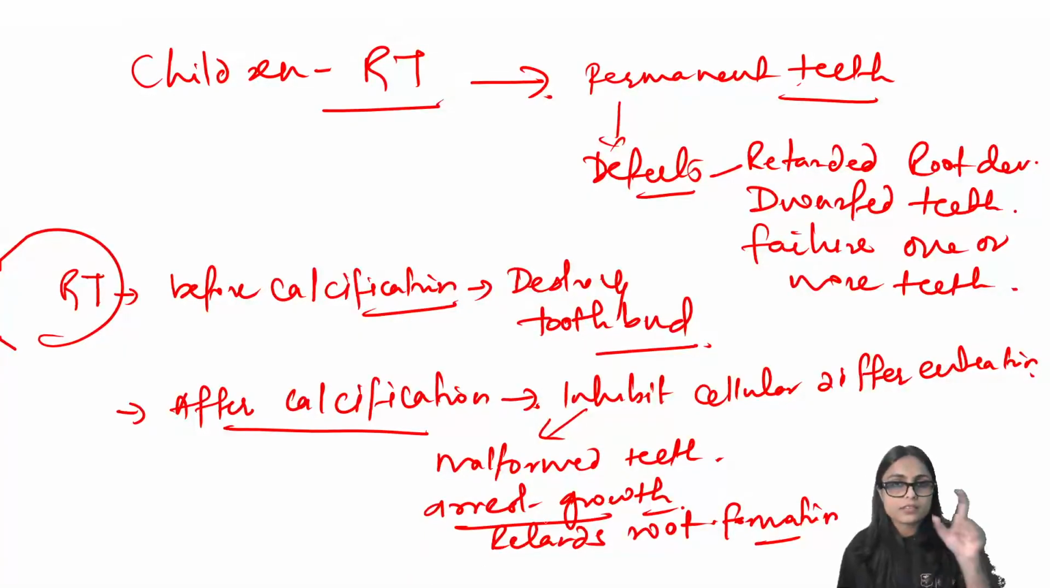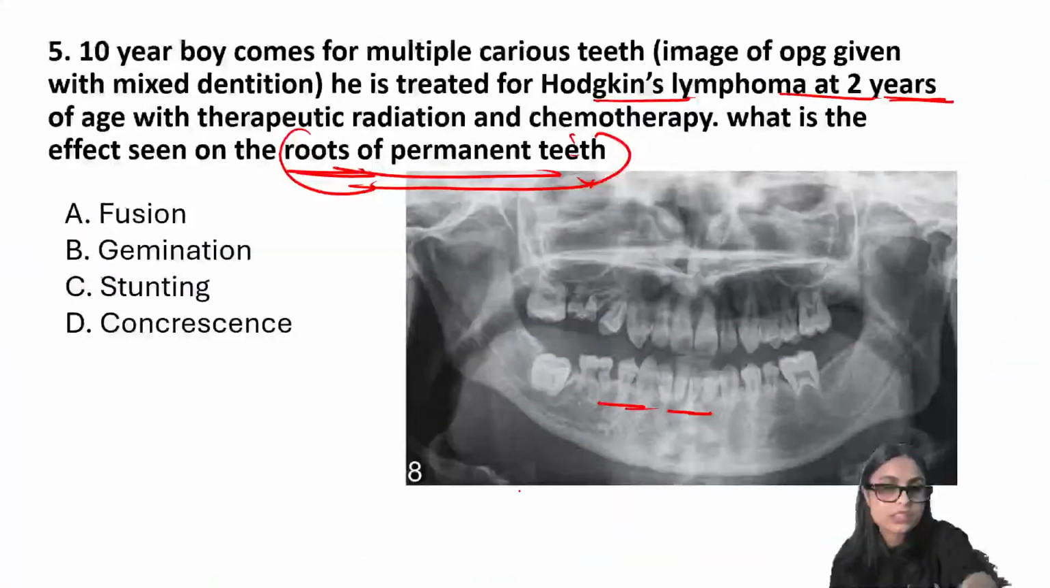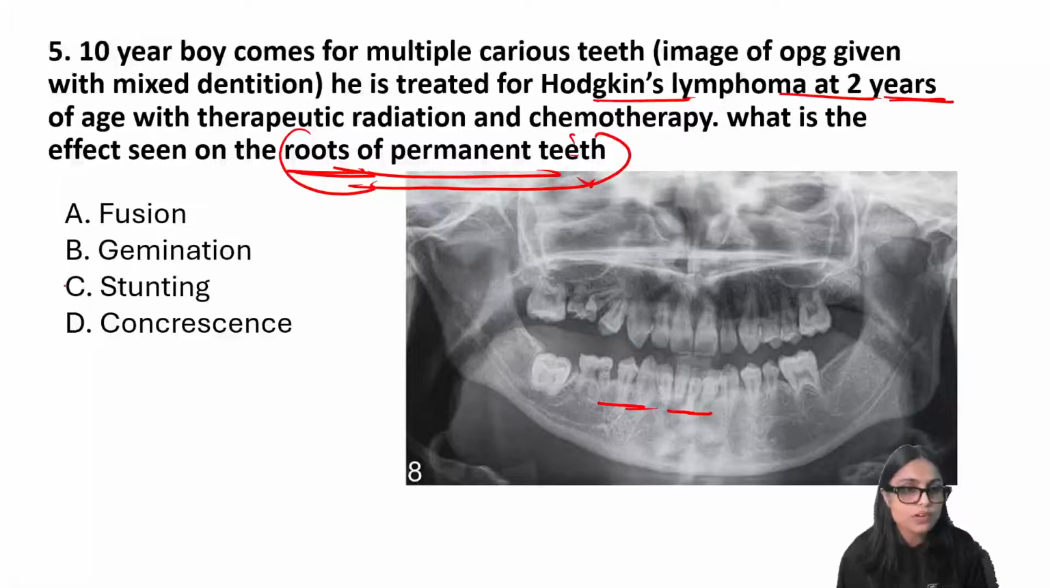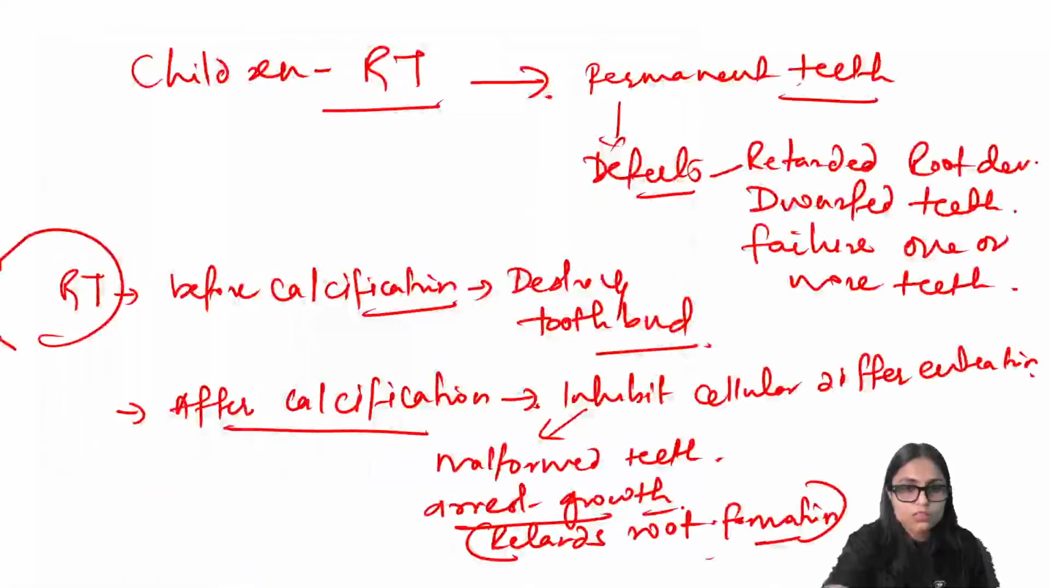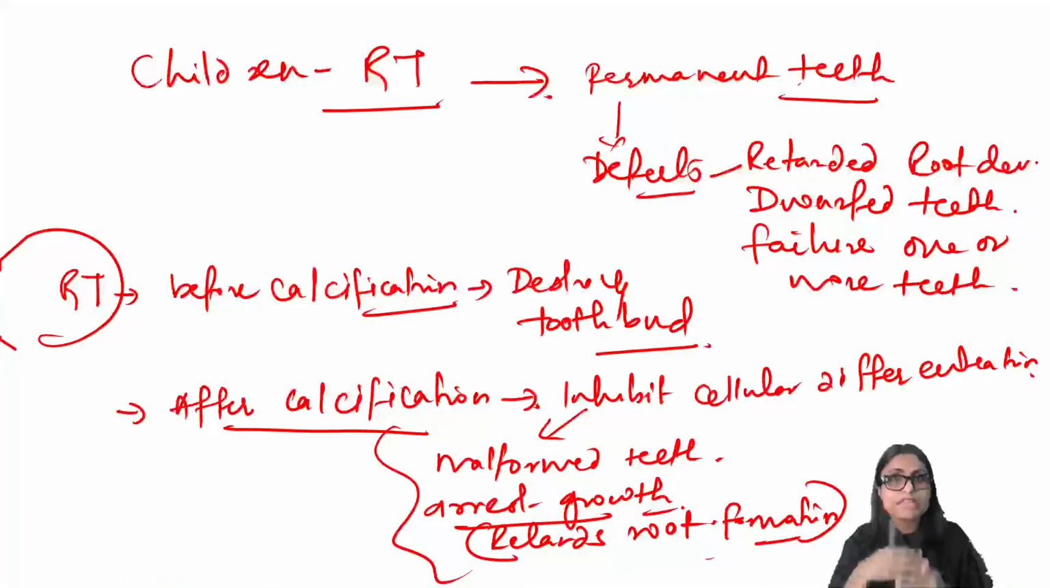Okay. And the word that they have used for retardation of root development is stunting. So please remember the word stunting. Okay. So these are the effects when a child is given radiotherapy. That too depends on whether it is given before calcification or after calcification. These are the changes or the effects that you get to see.